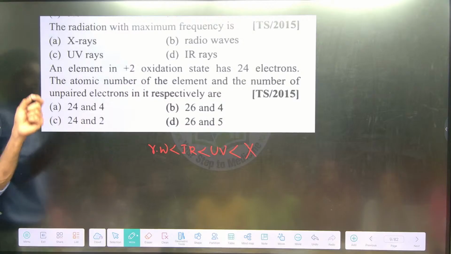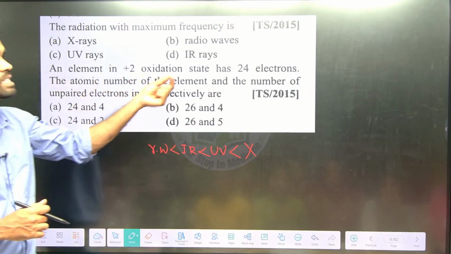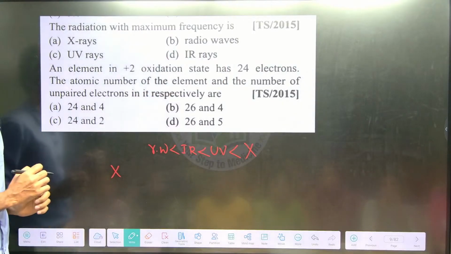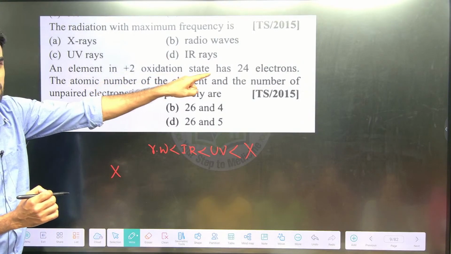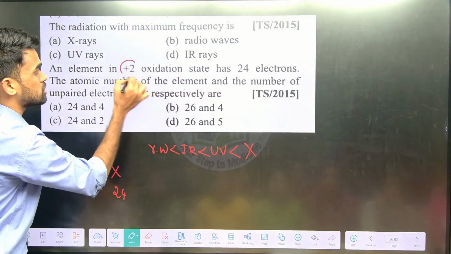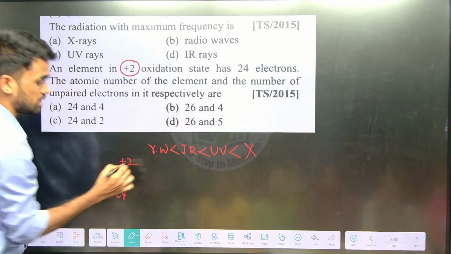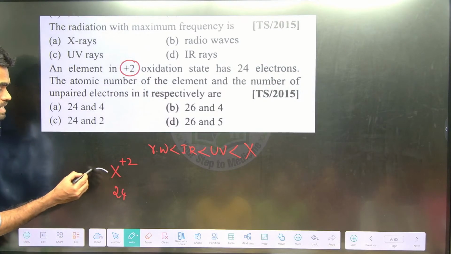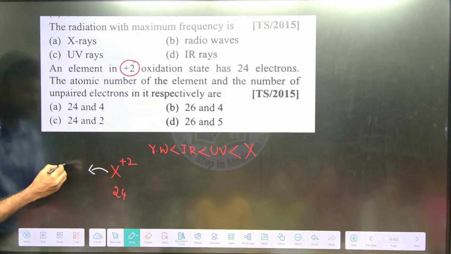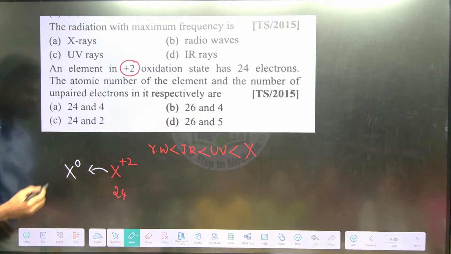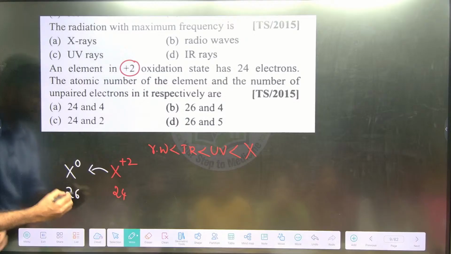An element in +2 oxidation state has 24 electrons. See, an element X, I am saying X is an element. How many electrons does it have? 24 electrons are there when that element is in the +2 oxidation state. Now, if I take its atom, atom means 0 charge on it. Are you following everyone? Okay. So now how many electrons should be there? 26. Okay, up to here it is clear.